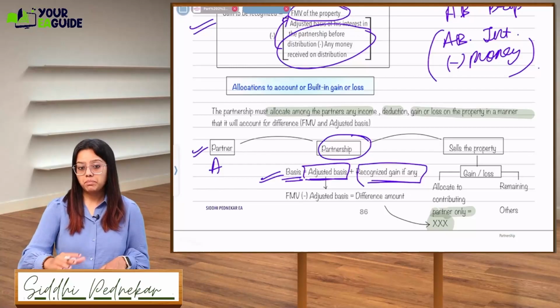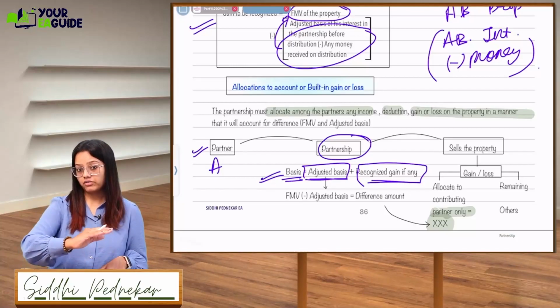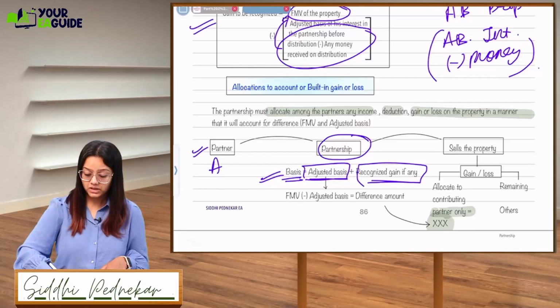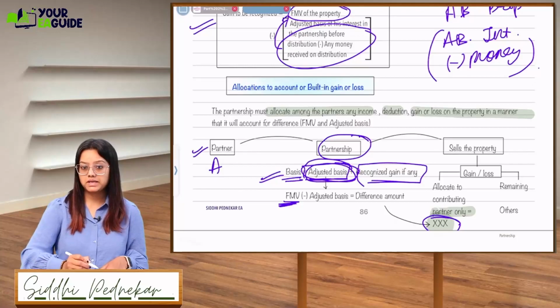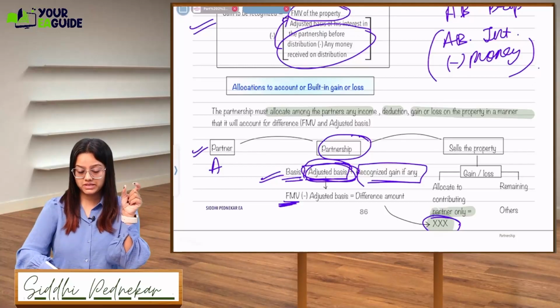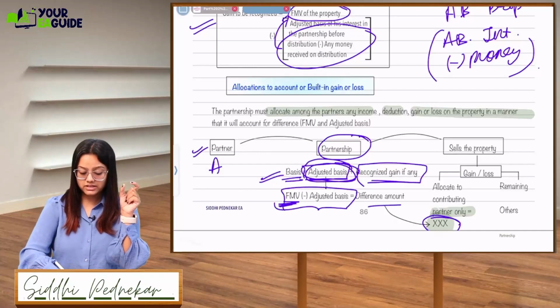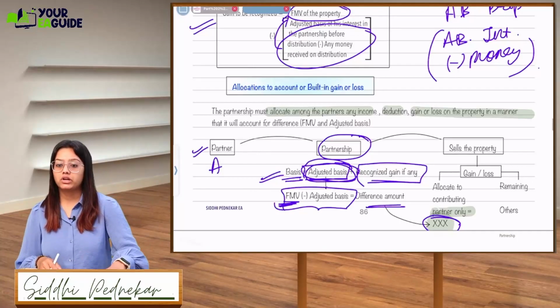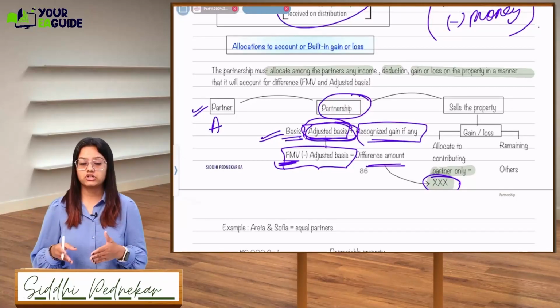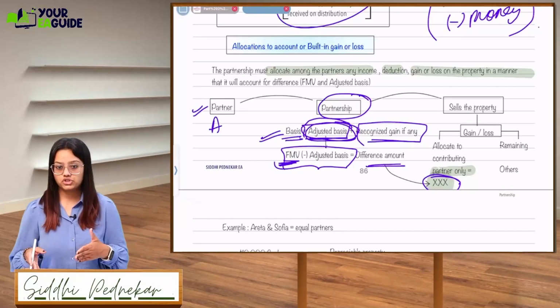Okay, so for the person who has transferred the property, you have to remember, a particular amount will be allocated. What will that be? Take the FMV of this property minus this adjusted basis. Only and only the adjusted basis, I'm not talking about the recognized gain. You have to reduce this much. This difference amount will be totally allocated to only and only Mr. A, and the remaining, if any, will be allocated to the remaining partners in their sharing ratio.